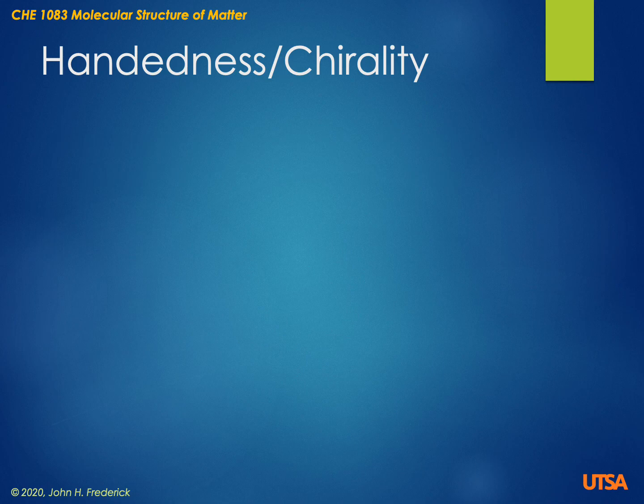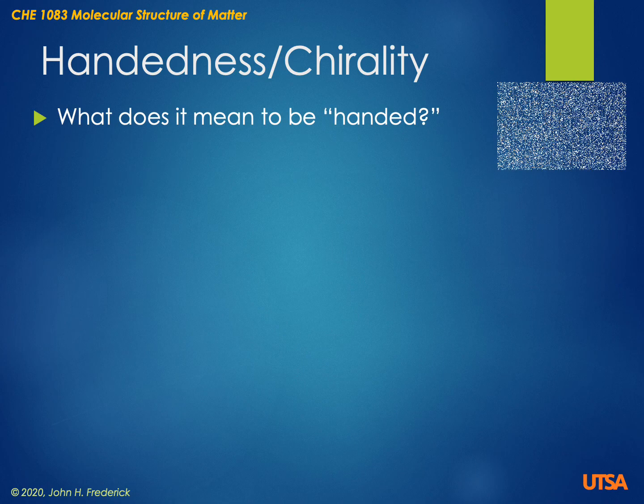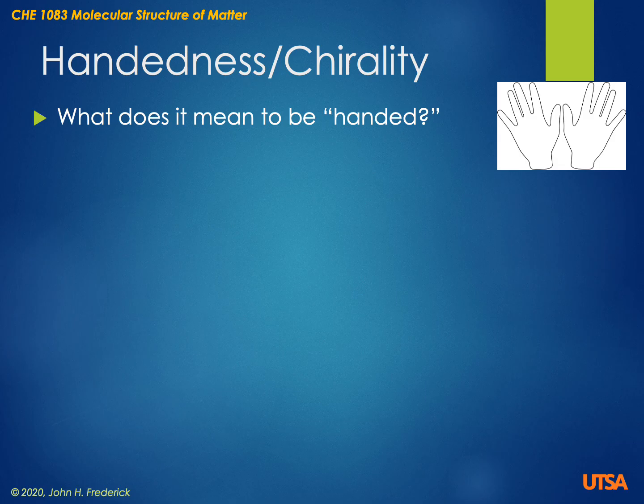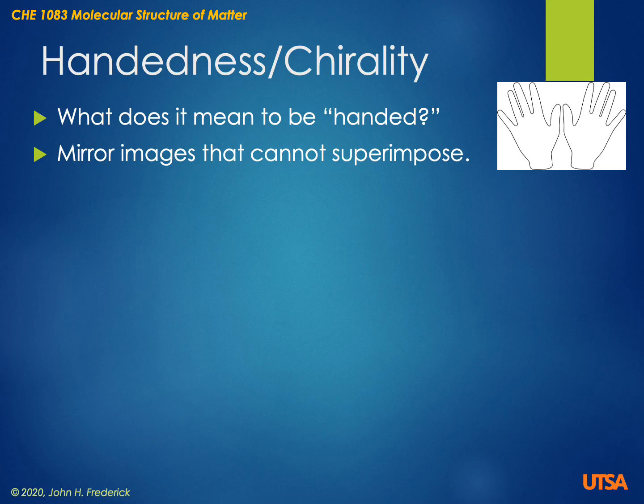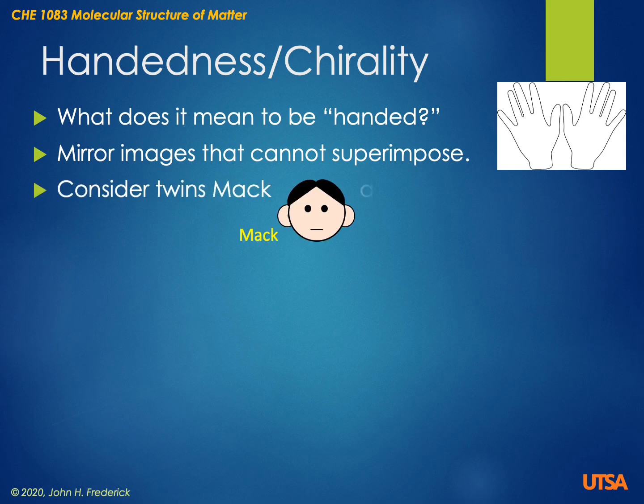So let's talk about handedness. What does it mean to be handed? This is a picture of a pair of hands. The simplest definition is that hands are mirror images that cannot be superimposed. In other words, you can't take the left hand and overlay it with the right hand because the thumbs are on the opposite sides of the hand, and the palms would also be pointed wrong if they did line up the thumbs. So two hands are a perfect example of mirror images that cannot be superimposed.